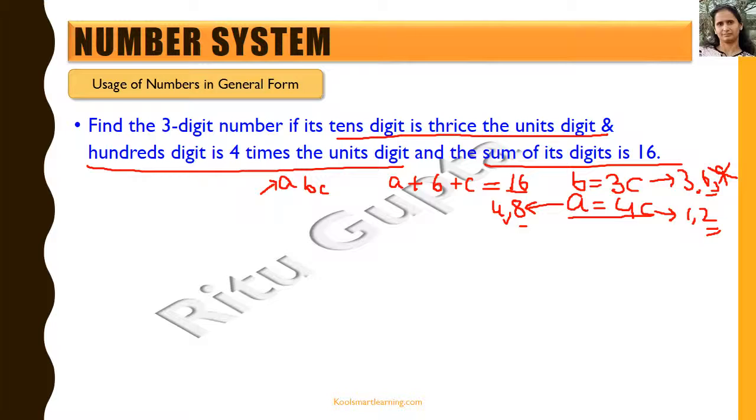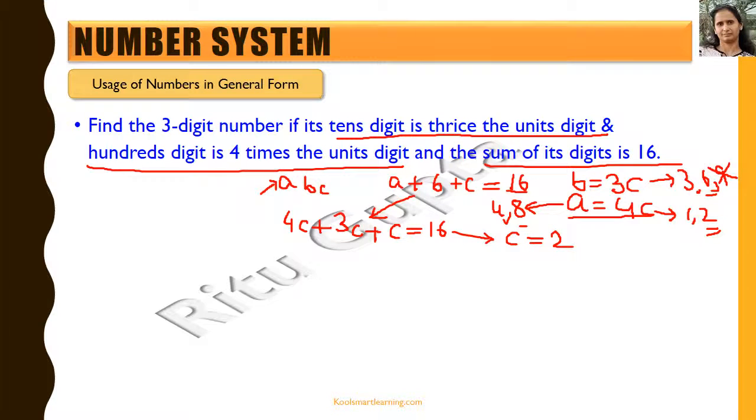Or the other way of solving, instead of ruling out the options, what we could do is we place these values in this equation and we say A is equal to 4C, B is replaced by 3C, and then 4C plus 3C plus C is equal to 16. This simply gives us the value of C equal to 2.